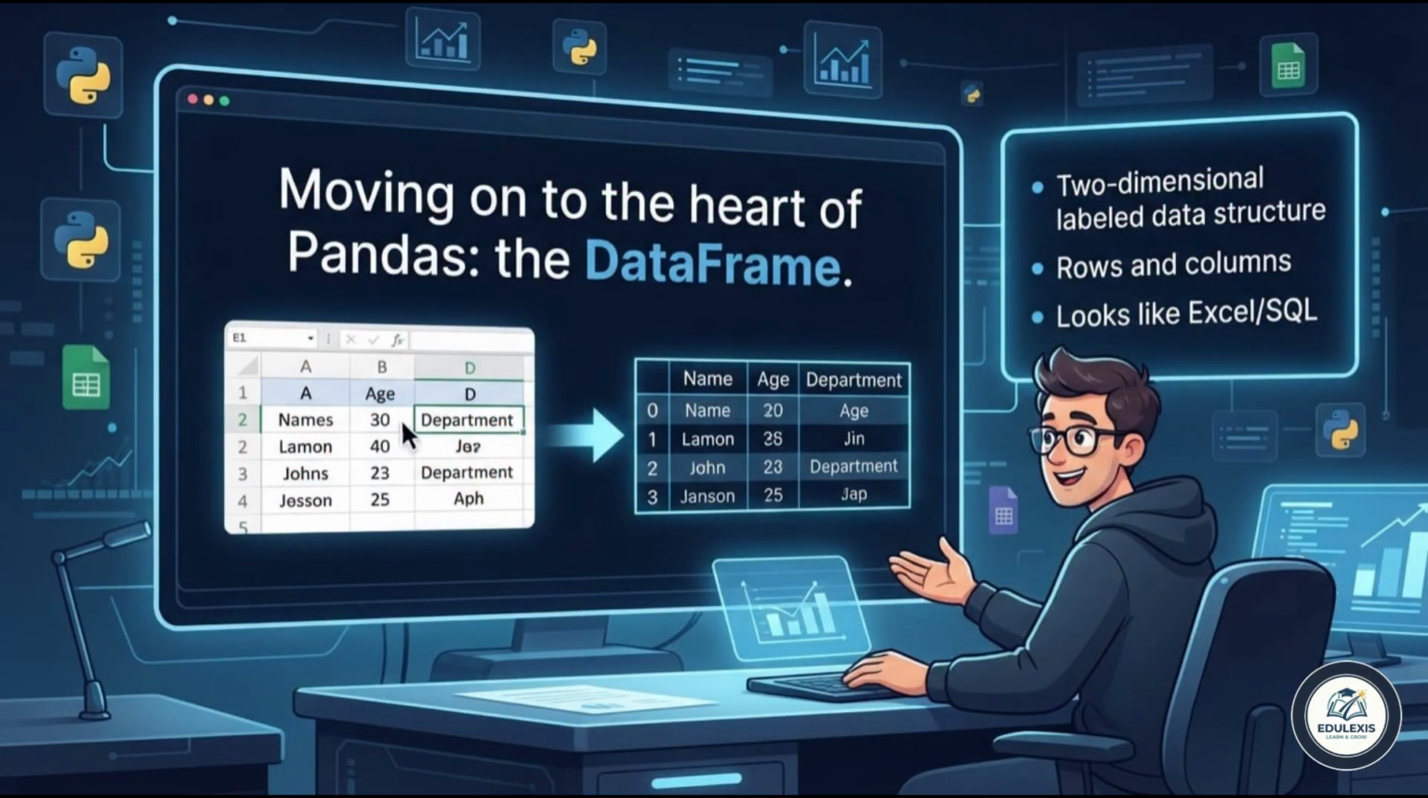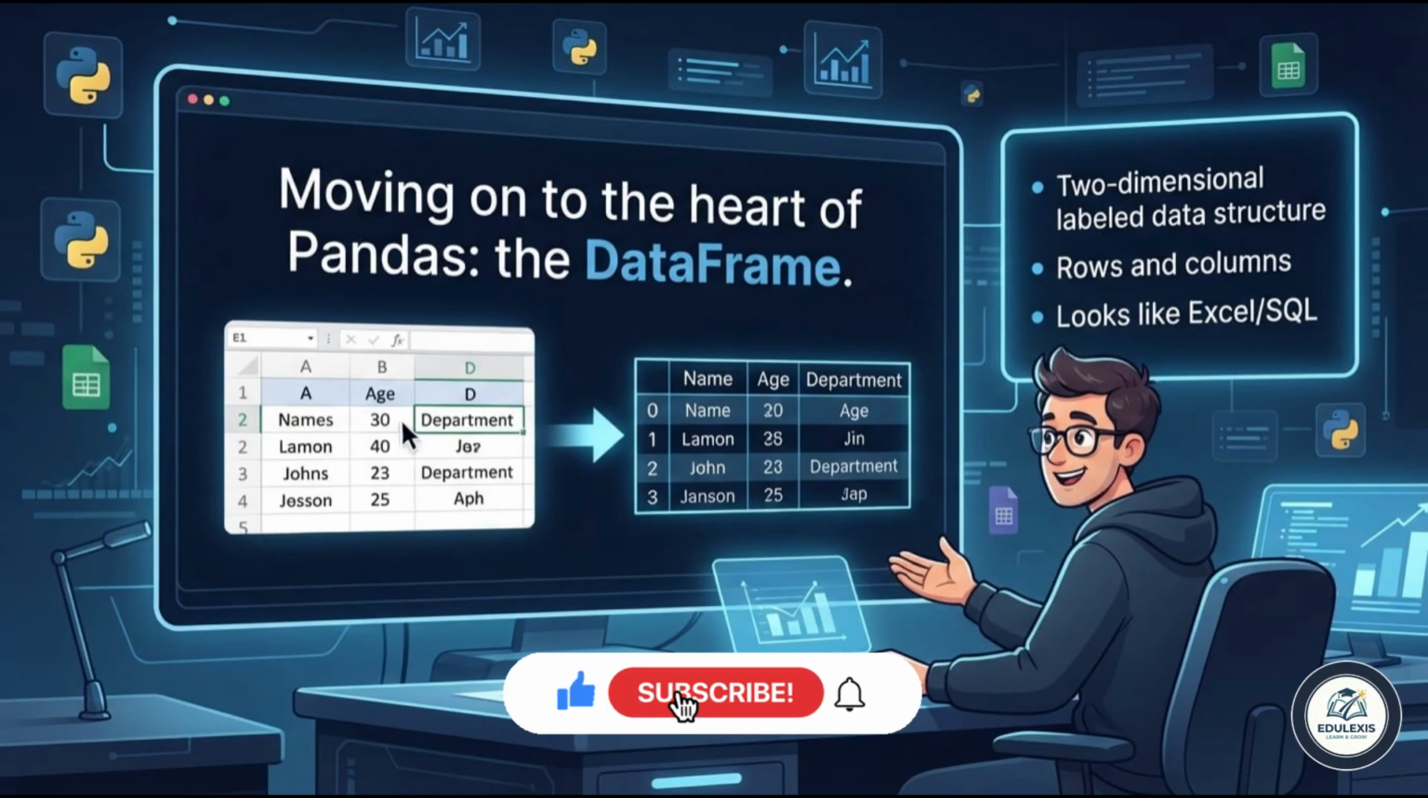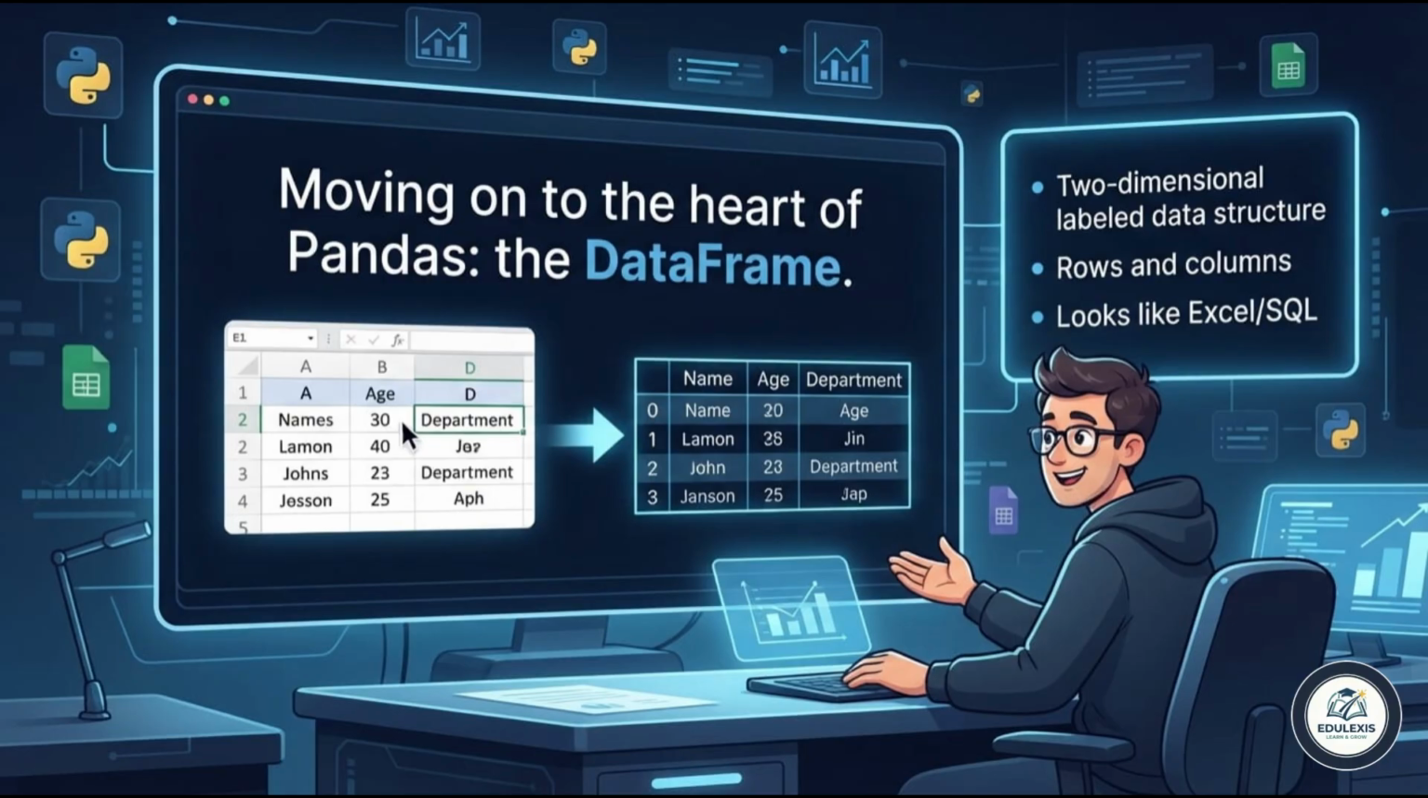Moving on to the heart of Pandas, the DataFrame. A DataFrame is a two-dimensional labeled data structure. It looks exactly like an Excel sheet or a SQL table, with rows and columns.